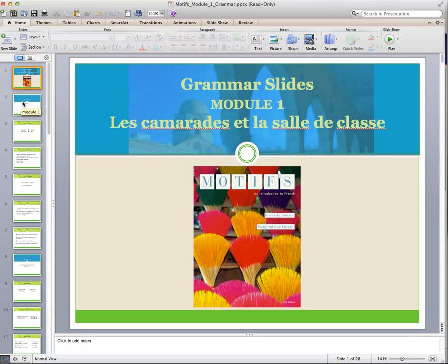Your book should look just like this one, and if it doesn't, you need to contact me. You may have the wrong book.